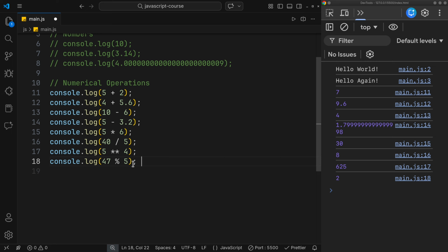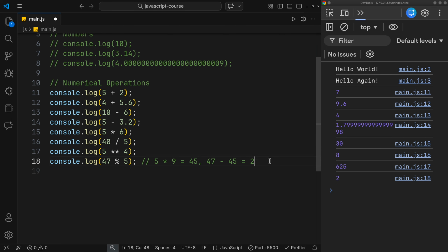So what is happening here? 47 divided by 5: 5 times 9 equals 45, right? And then we will have 2 as the remainder here. So if I do 47 minus 45, that will be 2. And this is what is being returned to us.